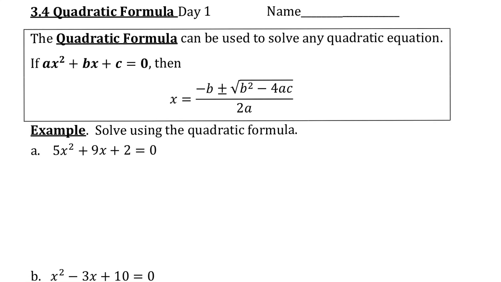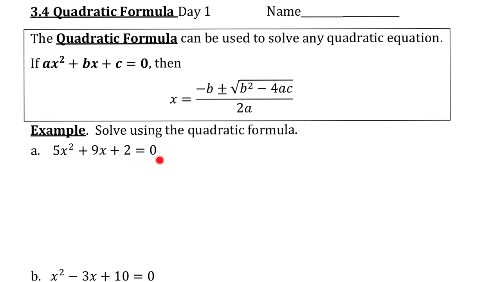Okay, 3.4, we are reviewing the quadratic formula. The quadratic formula can be used to solve any quadratic equation, whereas factoring, square root, and completing the square are useful at certain times. To use the quadratic formula, the equation needs to be in standard form, equals 0, and then you can use the formula x equals negative b plus or minus the square root of b squared minus 4ac all over 2a. So let's look at the first one.